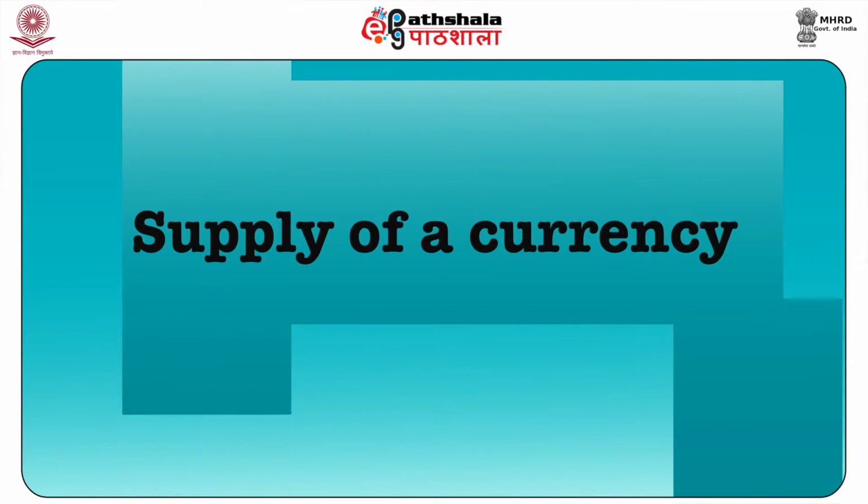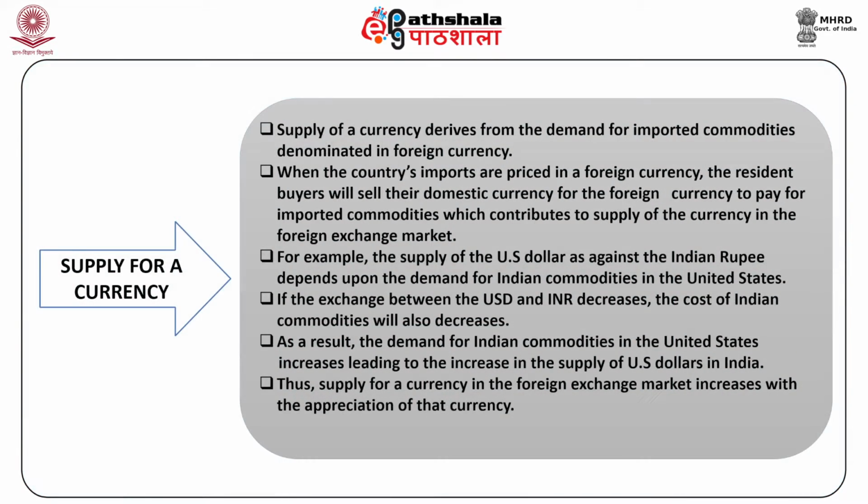Supply of a currency. Supply of a currency derives from the demand for imported commodities denominated in foreign currency. When the country's imports are priced in a foreign currency, the resident buyers will sell their domestic currency for the foreign currency to pay for imported commodities, which contributes to the supply of the currency in the foreign exchange market.